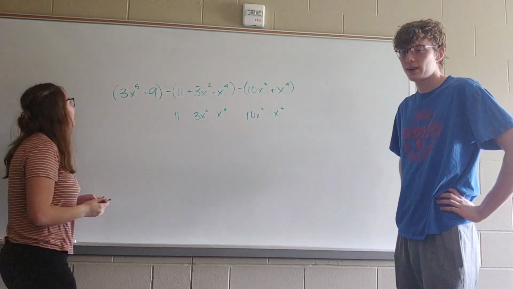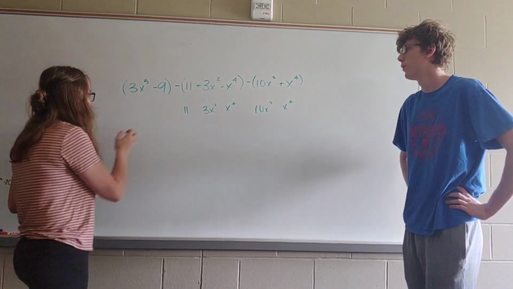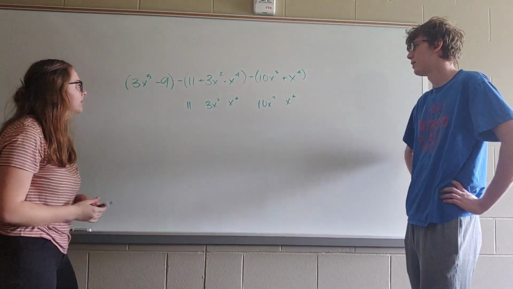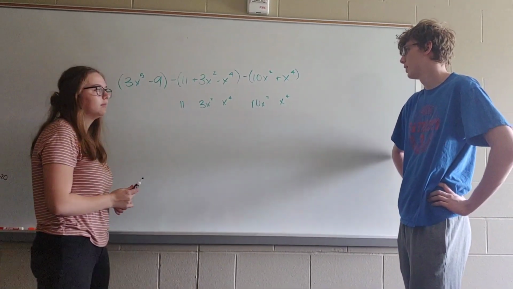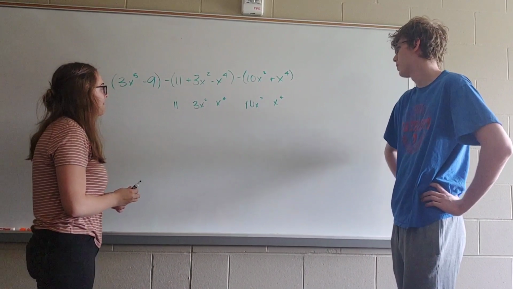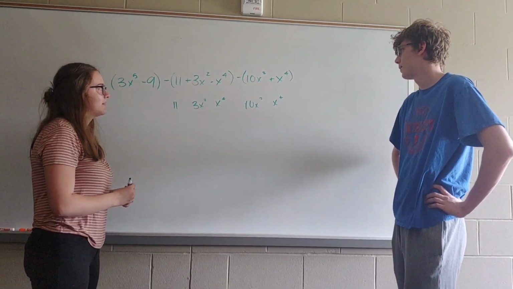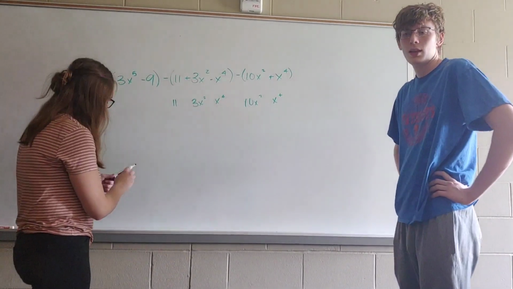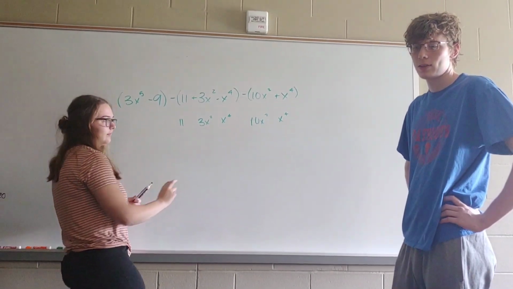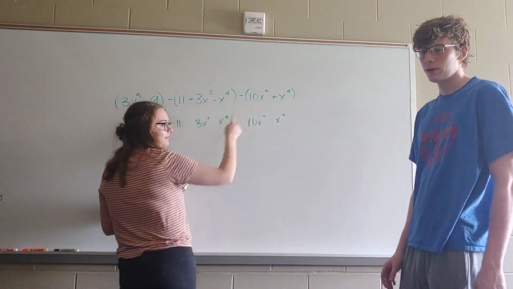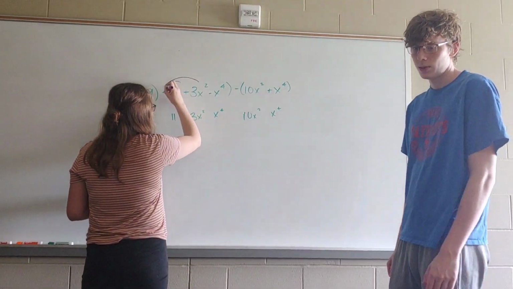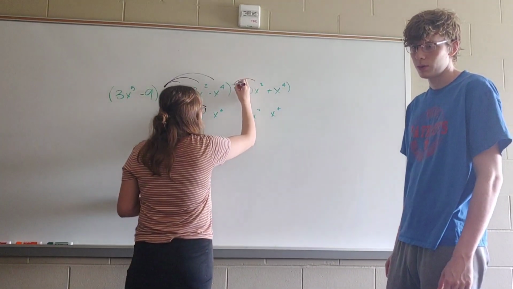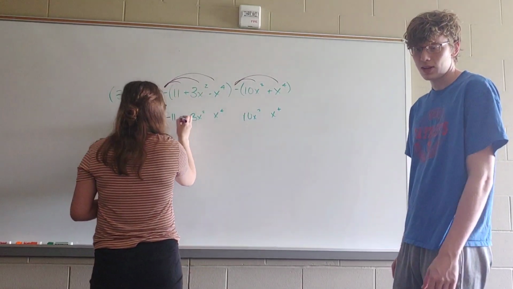For the last subtracting example, we have 3x to the fifth minus 9 minus 11 plus 3x squared minus x to the fourth minus 10x squared plus x to the fourth. This equation is the same as the last two. It just includes one more polynomial, so we still go about it in the same way. We'll let you try on your own first while we write the answer on the board, so you can check if you're right.